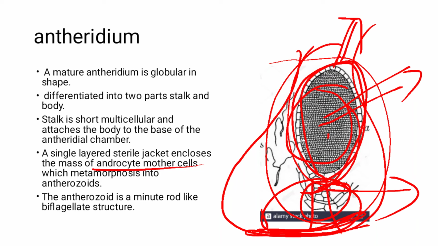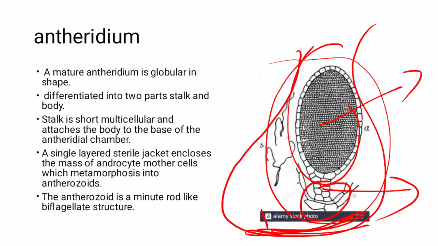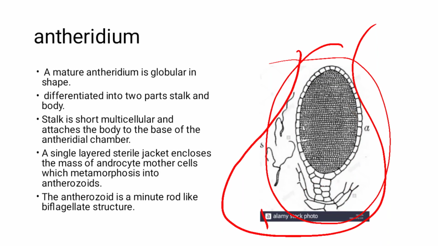You know how the antheridium is developed? The antheridia are developed from the antheridium. How is the antheridium? Antheridium is small and globular in structure. Where is it present? It is present inside the antheridial chamber. It is divided into two parts, that is the stalk and the body. How is the stalk? The stalk is short and multicellular, and the body is made up of two types of cells. The outermost cell is called the jacket cell. The inner cell is called the antheridial mother cell or androcyte mother cell.